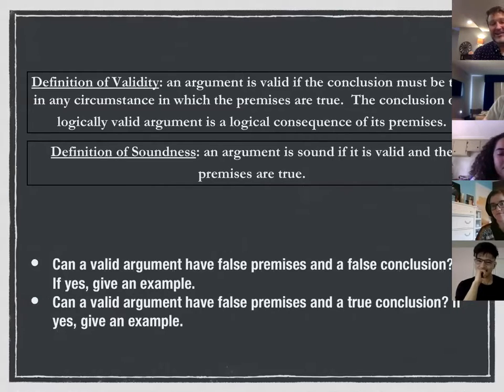All right, now consider this example. Can a valid argument have false premises and a true conclusion? So 1, 2, 3. Okay, lots of diversity there too. Again, the answer to this one is yes. False premises and a true conclusion.